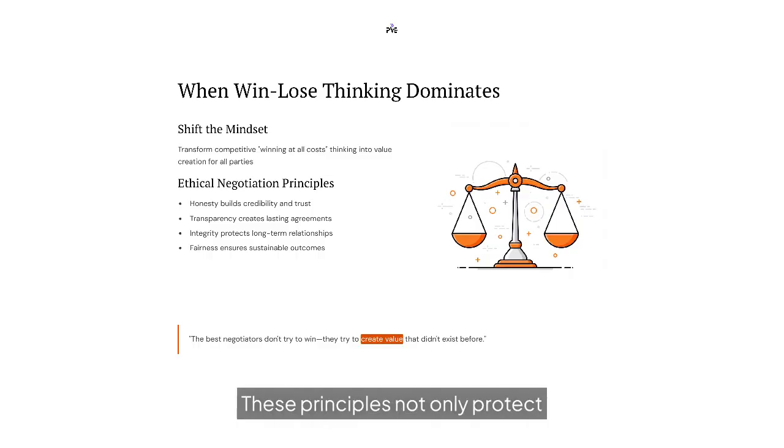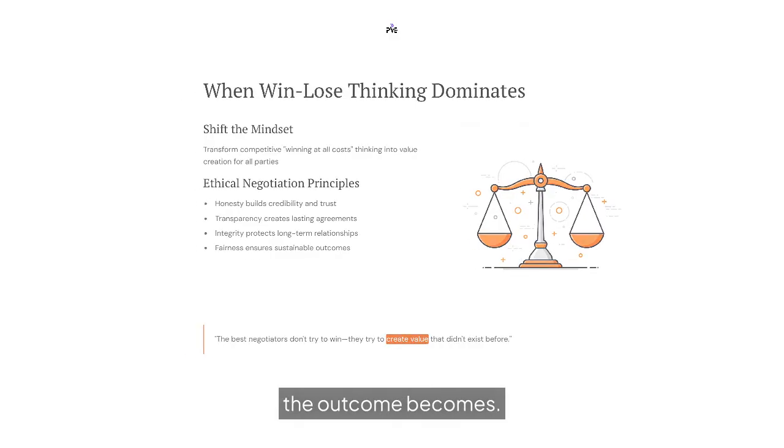These principles not only protect your reputation but also build credibility and trust, the true currency of lasting partnerships. The most effective negotiators don't just divide value, they create new value that didn't exist before. They look for shared goals, expand the pie, and ensure that all parties leave the table with a sense of respect and achievement. In the end, success in negotiation isn't measured by who won, but by how sustainable, balanced, and mutually beneficial the outcome becomes.